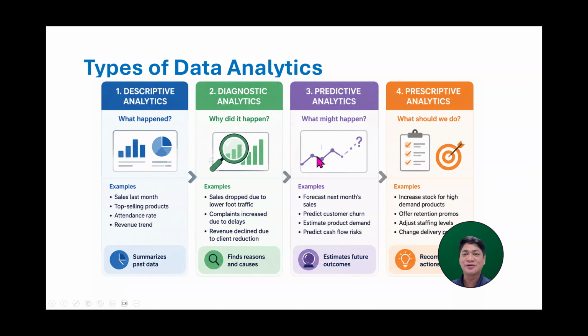And finally, what should we do? This is the fourth type of analytics, known as prescriptive analytics.